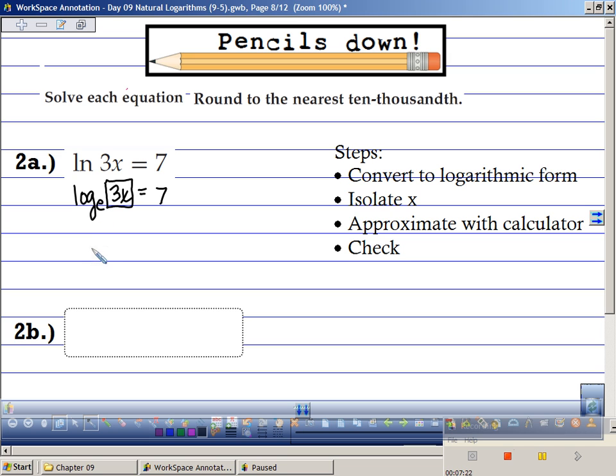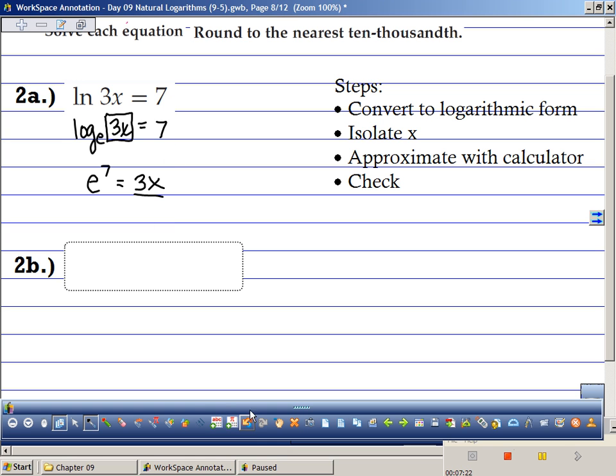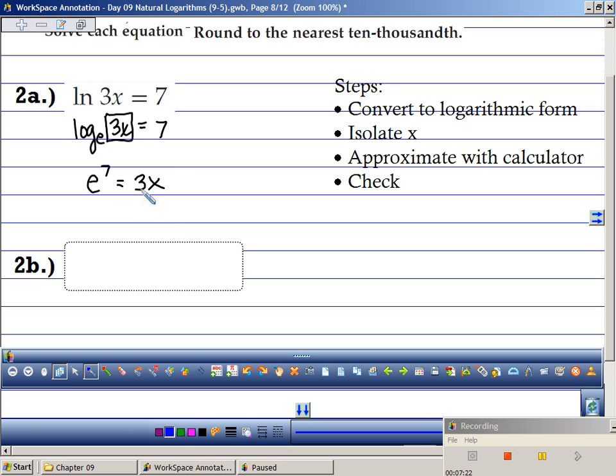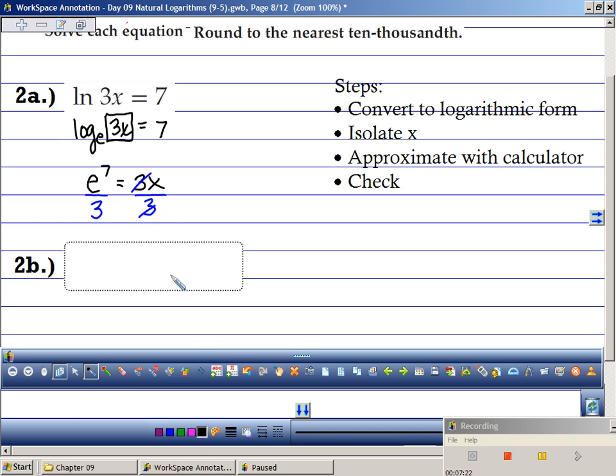Okay, let's start with the base. The base is e, the exponent is equals. Now what could I do? Before we use a calculator, what could I do with this? Divide by 3? It is the same thing, but it looks prettier like this. But you might know better what the answer is if you take the extra step in between.